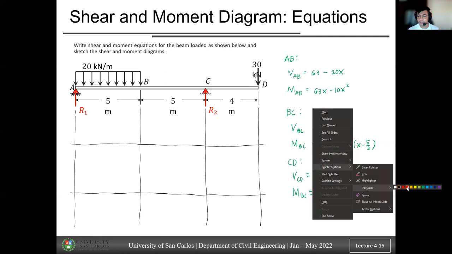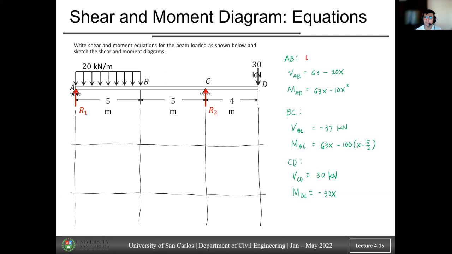So let's try to solve first the shear equation. Again, for segment AB, this is from distance 0 to 5. So if you try to use the shear equation first, at 0 distance, our shear is equal to 63. So let's say this one is 63 kilonewtons. Since it's positive, it's on the upper part of the horizontal line. So next is at 5 meters. How much is your shear at 5 meters? Negative 37. Let's say this one is negative 37.